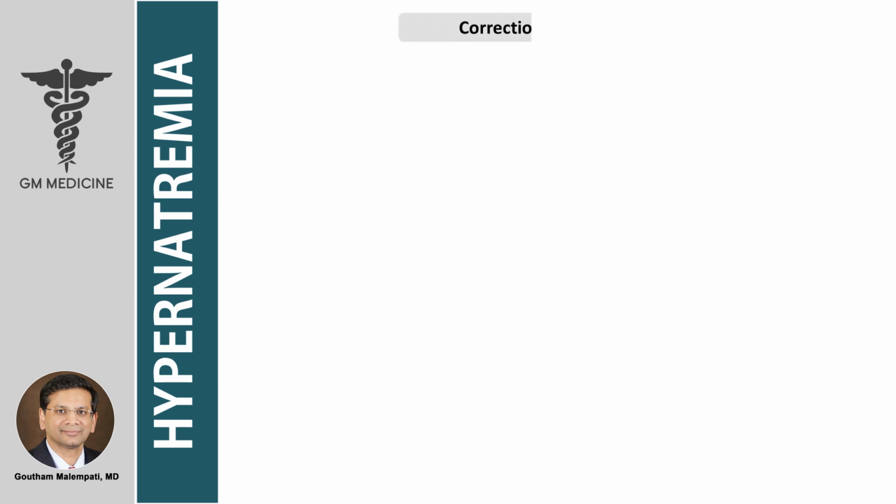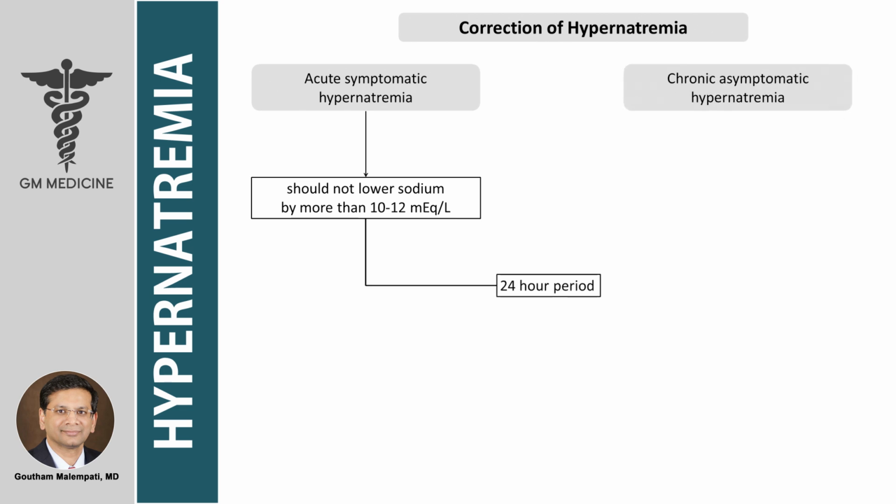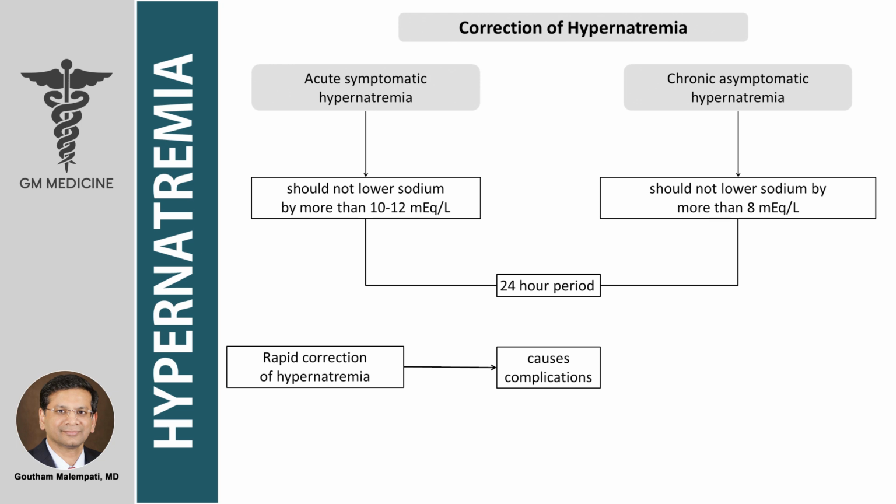Now, correction of hyponatremia is very important. If it's an acute symptomatic hyponatremia, one should not raise sodium by more than 10 to 12 milliequivalents per liter in a 24-hour period. In a chronic asymptomatic hyponatremia, one should be more careful and not raise the sodium by more than 8 milliequivalents per liter in a 24-hour period. Rapid correction of hyponatremia can cause complications such as brain edema.